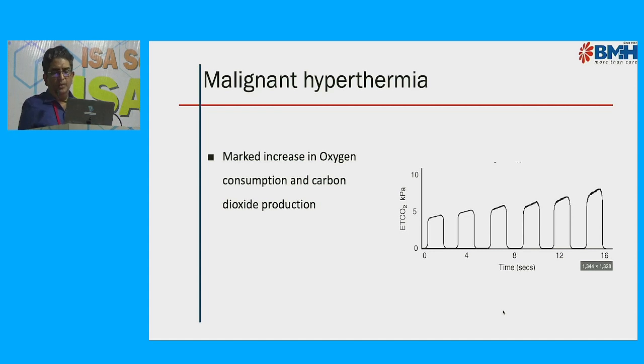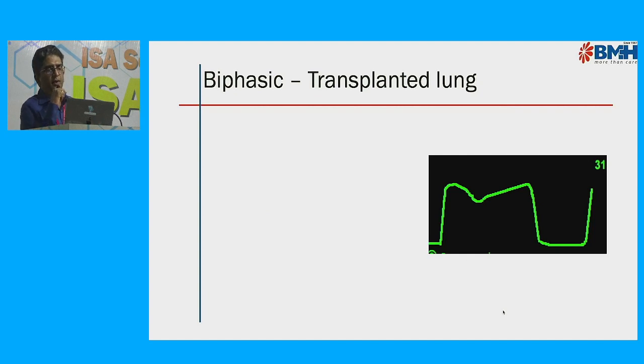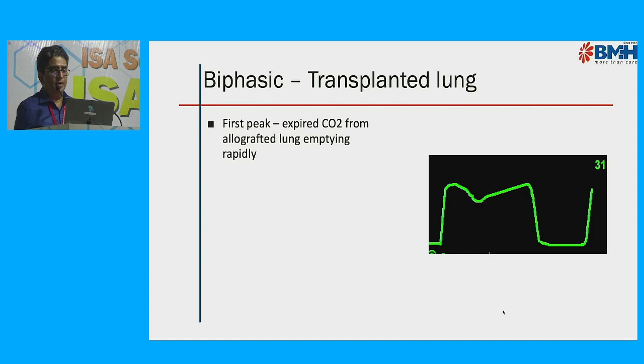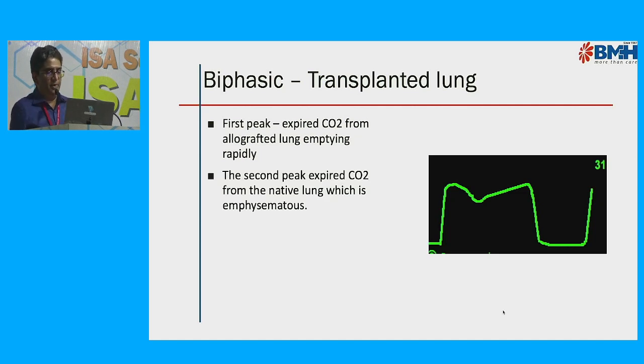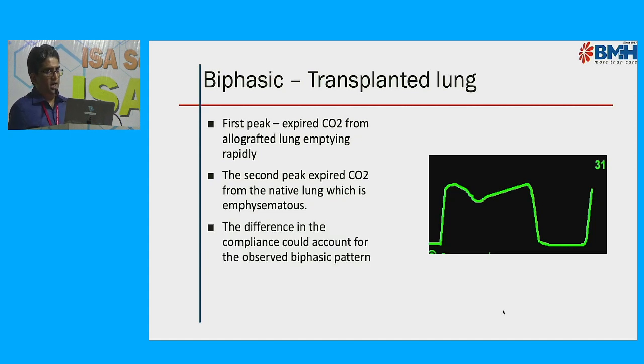Certain situations where you have a capnograph, there is a dramatic increase in the CO2 reading. This is malignant hyperthermia. It's a biphasic pattern, which you may see in one condition, but this transplanted lung is very rare. So the first peak is due to expired carbon dioxide from the allografted lung emptying rapidly, and the second peak is expired carbon dioxide from the native lung, which is emphysematous. The difference in compliance could account for the observed biphasic pattern.